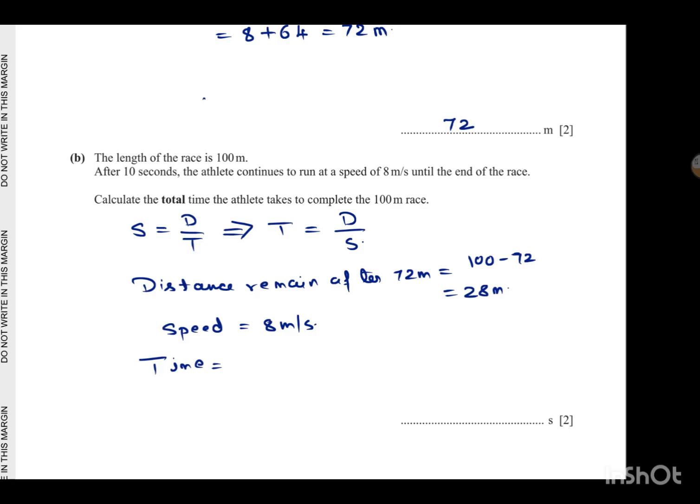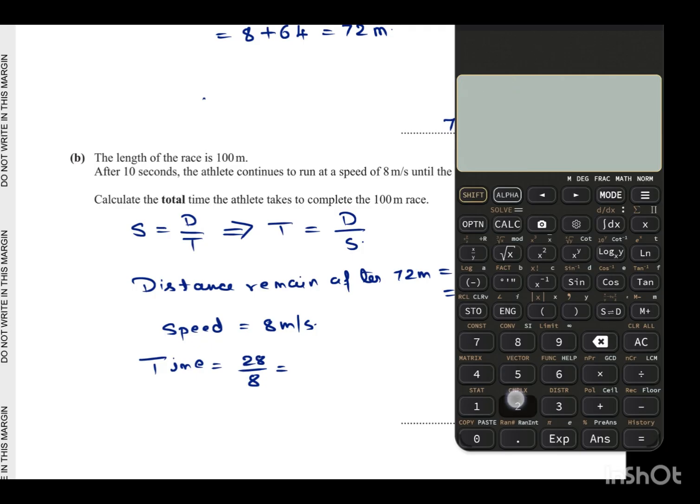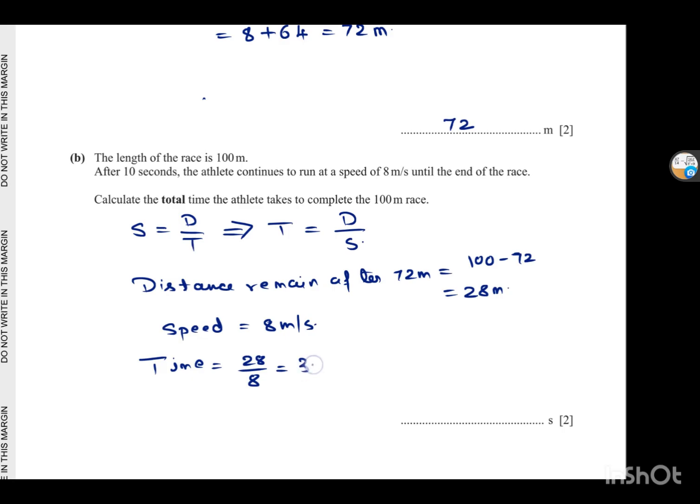So time will be distance by speed, that is 28 by 8. So 28 by 8 will be 3.5. 3.5 seconds. But they asked us the total time. So total time is equal to 10 seconds in the first part, which we know, plus 3.5, that is 13.5 seconds.